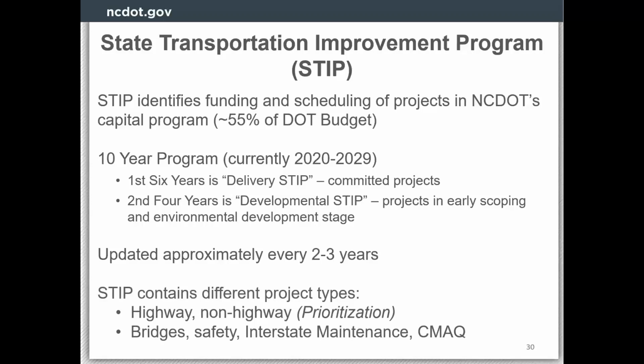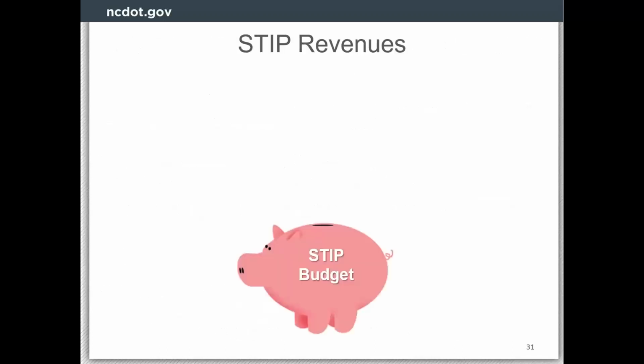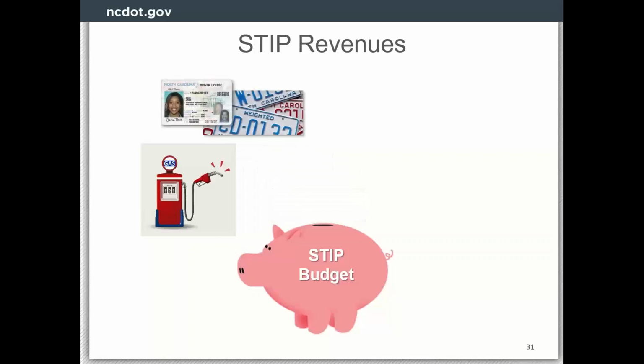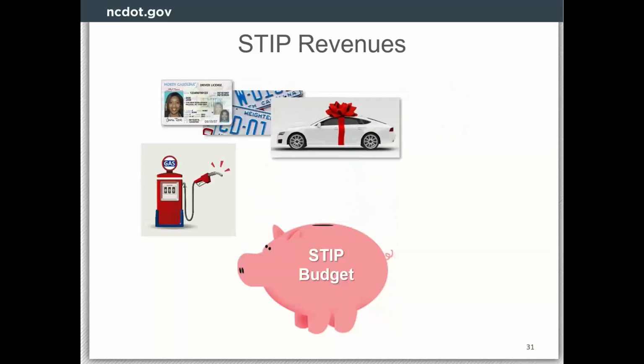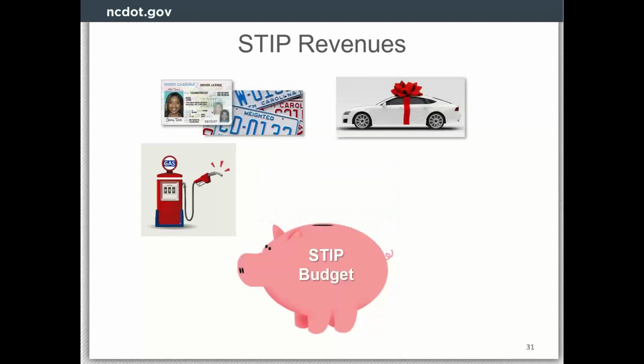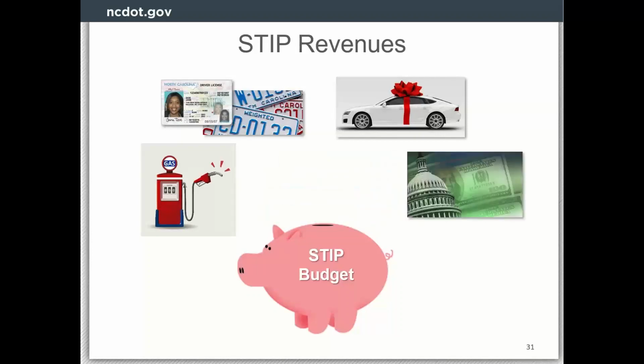The STIP contains projects in addition to prioritization, but a lot of your highway, non-highway modal projects do come from the spot process. There are projects that come through other prioritizations or priority assessments that get added to the STIP, including bridge replacements, HSIP safety projects, interstate maintenance, and CMAQ funding. The STIP is made up of 4 main revenues. The first one is our gas tax. Then we have DMV fees. The highway use tax. This is a tax or a fee on car sales at dealerships. And then, of course, our federal funding that we get from Congress.